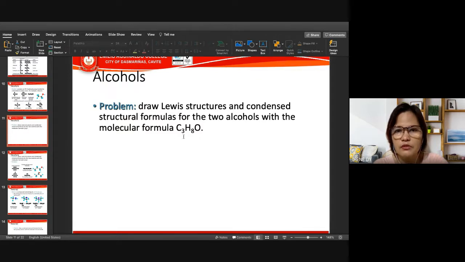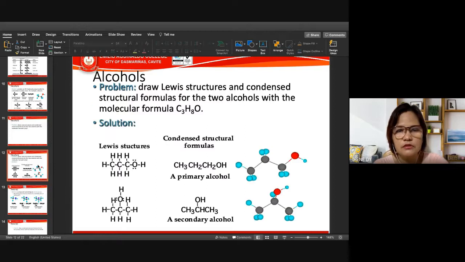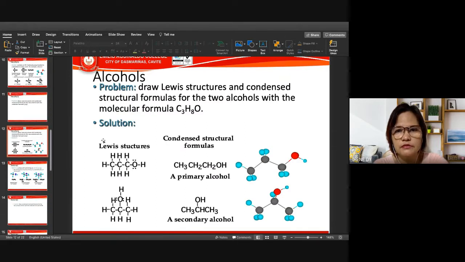Yan, sabi sa inyo, mag-draw kayo ng Lewis structure and condensed structural formula for the two alcohols. Okay, so ito na yung sagot, no? Yan. So how will you do it? Okay, so you have the Lewis structures here. Mag-draw ka muna ng tatlong carbon. Yun talagang pinaka-safe. Okay, alcohol to. Tapos alam mo hydroxide, o dilagay mo na rin yung hydroxide. Diba? So, bilangin mo na.